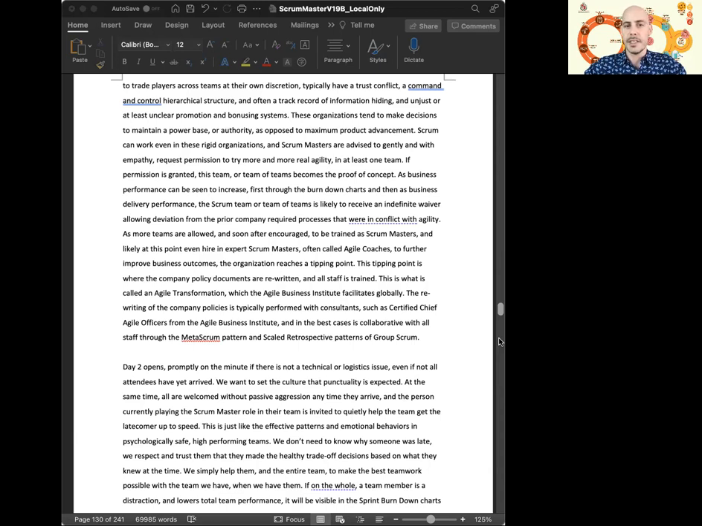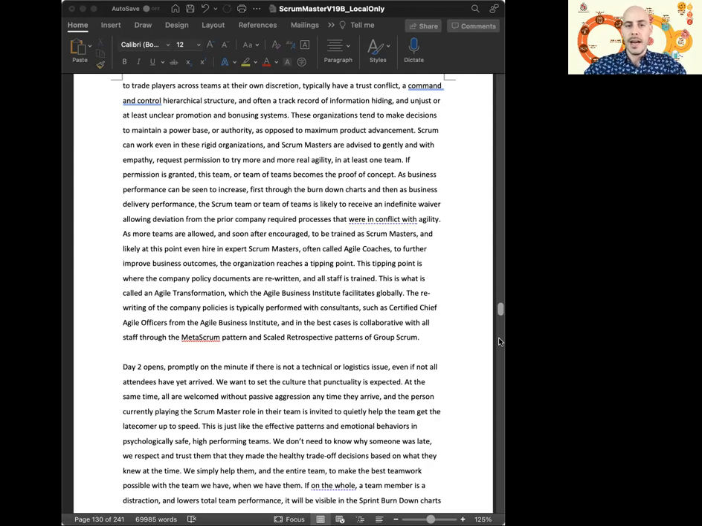Scrum can work even in these rigid organizations, and Scrum Masters are advised to gently and with empathy request permission to try more and more real agility in at least one team. If permission is granted, this team or team of teams becomes the proof of concept. As business performance can be seen to increase, first through the burn down charts and then as business delivery performance, the Scrum team or team of teams is likely to receive an indefinite waiver, allowing deviation from the prior company required processes that were in conflict with agility.